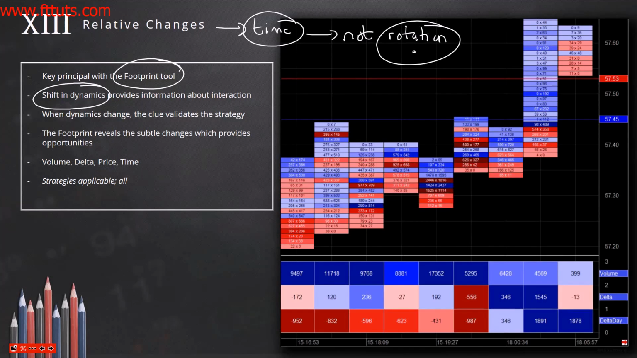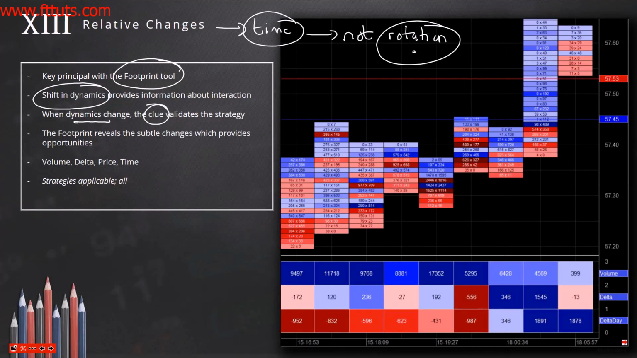If I can relate this, it's like watching a poker game. It's like that big call where two players are facing off against each other, and suddenly maybe one player rubs his nose, completely out of character. It gives that telltale sign. That's all that the relative shift is. It's the shift in dynamics, and when those dynamics change, that's the clue, and this is what I'm going to show you through every one of the strategies. I'm going to show you that little clue that validates the trade strategy and the opportunity.